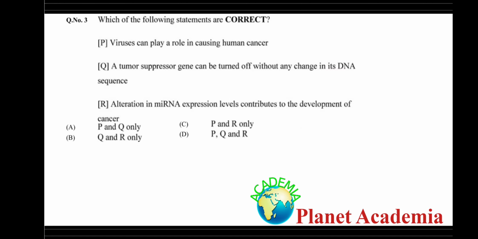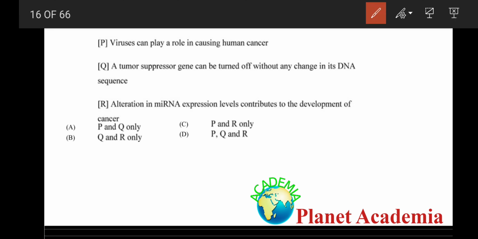Next question is question number 3. Which of the following statements are correct? The first statement, virus can play a role in causing human cancer. Yes, it's true. We will study in detail in the next slide actually. Tumor suppressor gene can be turned off without any change in its DNA sequence. Yes, it's true. Do you remember the epigenetic change?